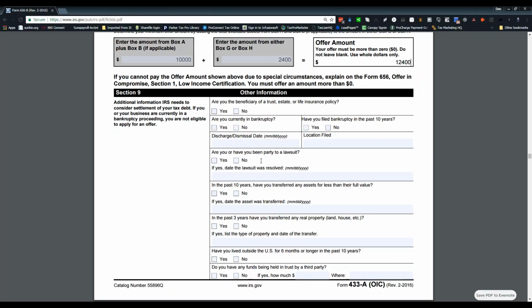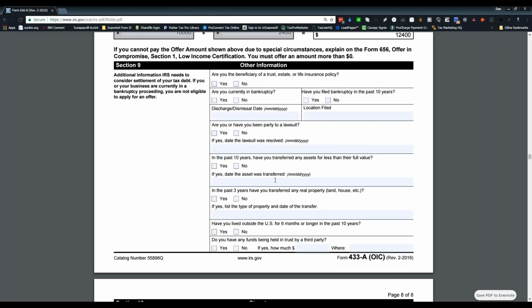Are you a party? Are you or have you been a party to a lawsuit? Remember that if you are, then that's another thing where they can't deal with you in an offer in compromise.